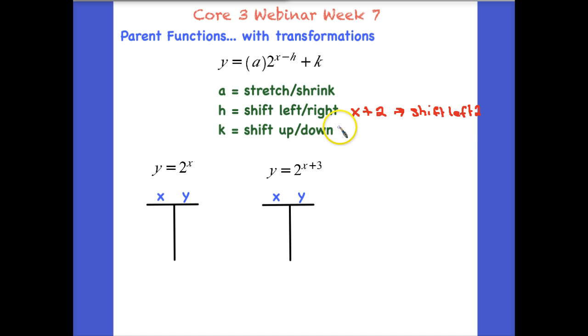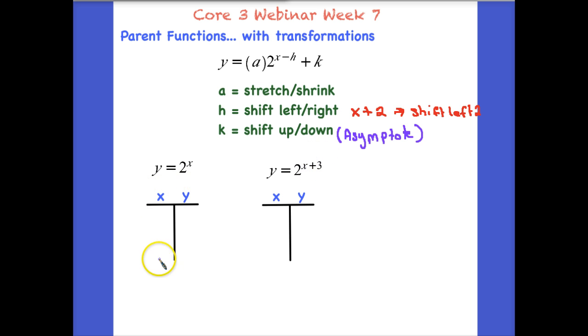And then the key thing about K is this is always going to be the value of our asymptote. So if we shift up 5, then our asymptote is going to be y equals 5. If we shift down 2, our asymptote shifts and it will be y equals negative 2. All right, it'll make sense once we start doing a couple too.